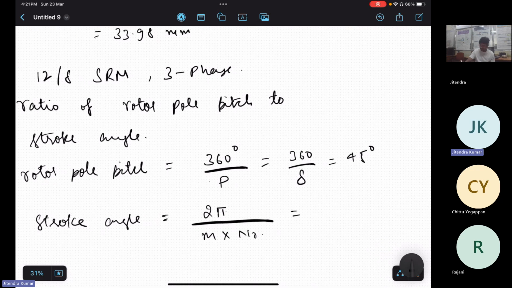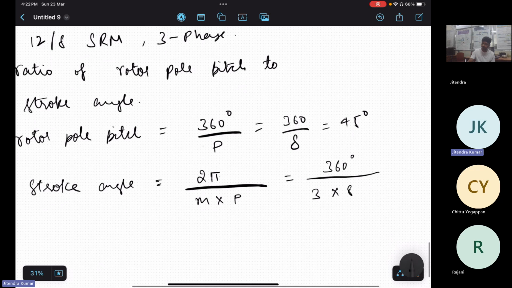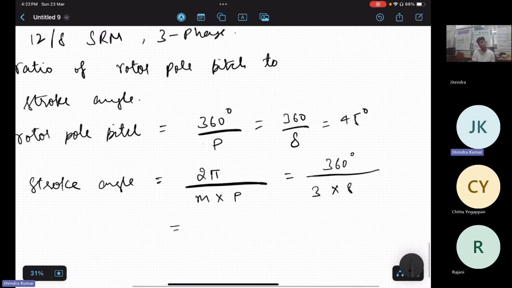It is better to convert into degrees. So 360 degree divided by number of phases, which is 3, into number of poles, which is 8. Yeah, 8, sir. So it will be 360 divided by 24, which is 15 degree. Exactly.